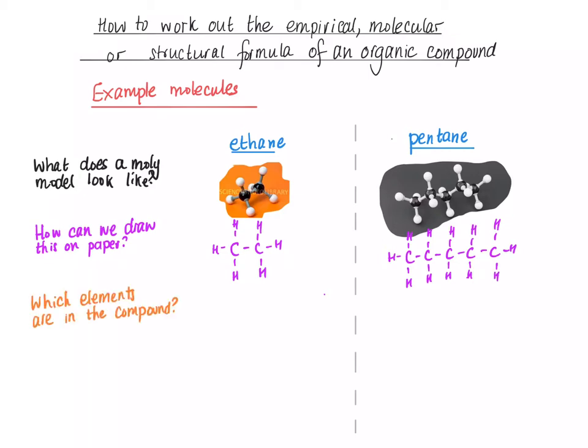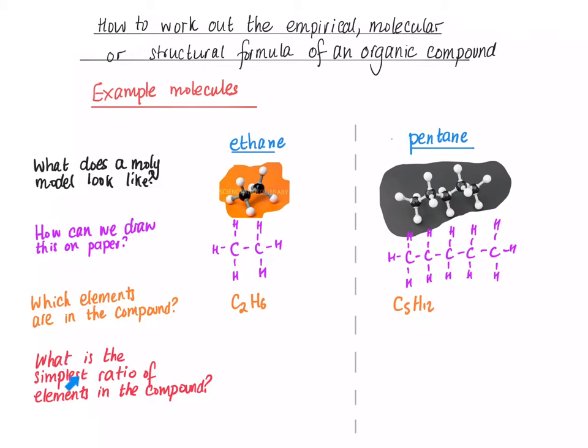Which elements are in the compounds? So ethane contains C2H6 and pentane contains C 1, 2, 3, 4, 5, and there are 12 hydrogens in total. So this is C5H12.